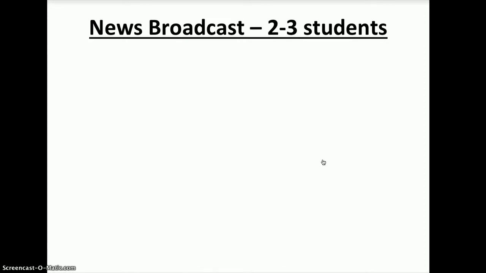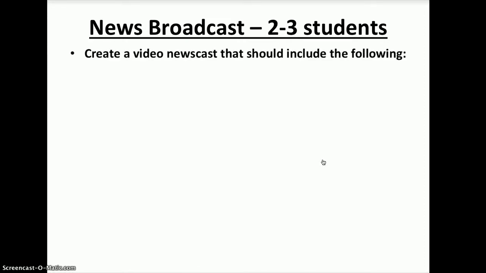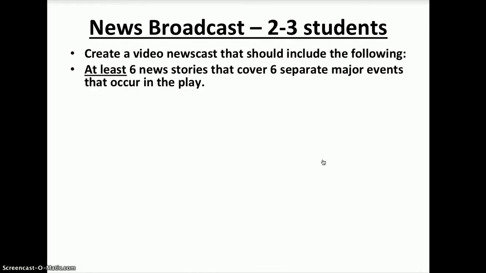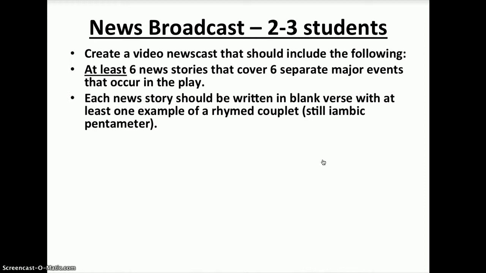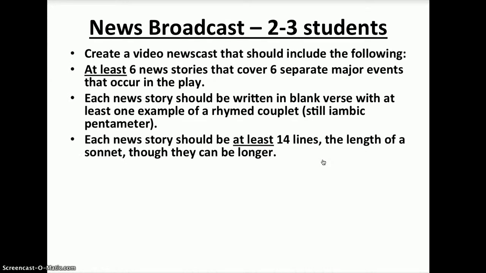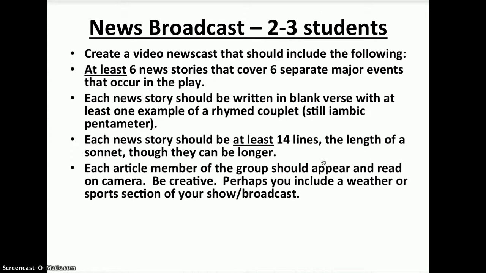Now a news broadcast, 2 to 3 students. Very much like the newspaper, except it's going to be video recording. 6 stories, 6 different events. Each story written in blank verse with at least one example of a rhymed couplet. Each news story should be at least 14 lines, the length of a sonnet, though they can be longer. Each member of a group should appear and read on camera.